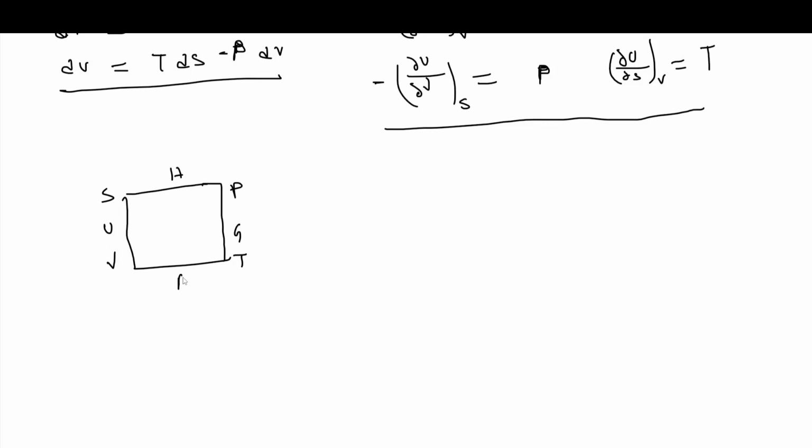For Maxwell equations we don't need the middle terms like H, G, A and U. We'll just need S, V, P and T. So let's erase it. Basically like this.